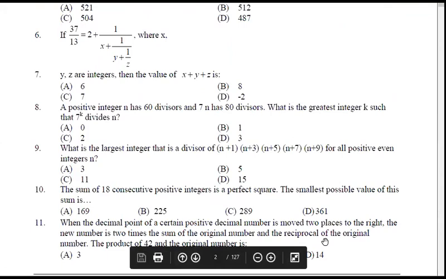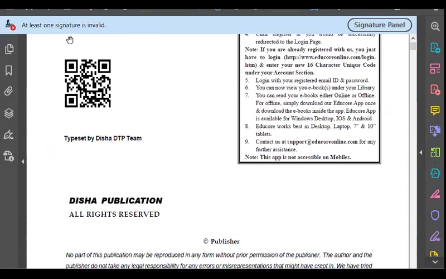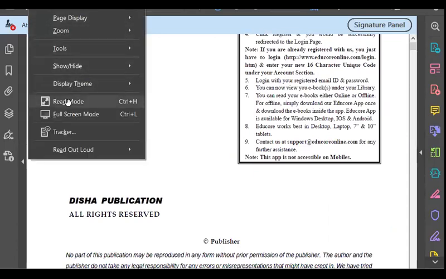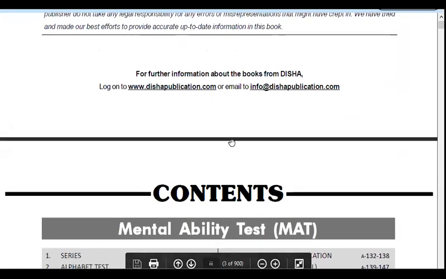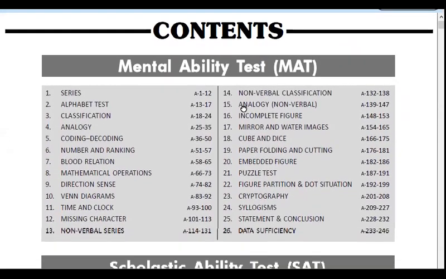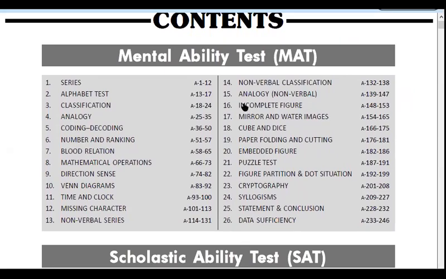I'll just send you this PDF. It consists of all the questions, only questions, that's it. So I guess in maths, we will be able to complete everything before your NTSC. Most of the portion has already been completed.